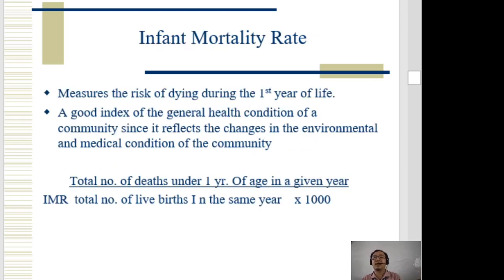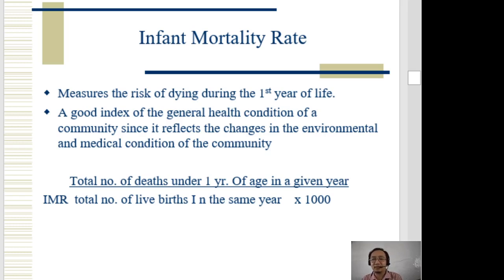Next is infant mortality rate or IMR. Infant mortality rate measures the risk of dying during the first year of life, so 0 to 12 months of life. It's a good index or a good measure of the general health condition of a community since it reflects the changes in the environmental and medical condition of the community. Even though it measures death, it's still a very good index.